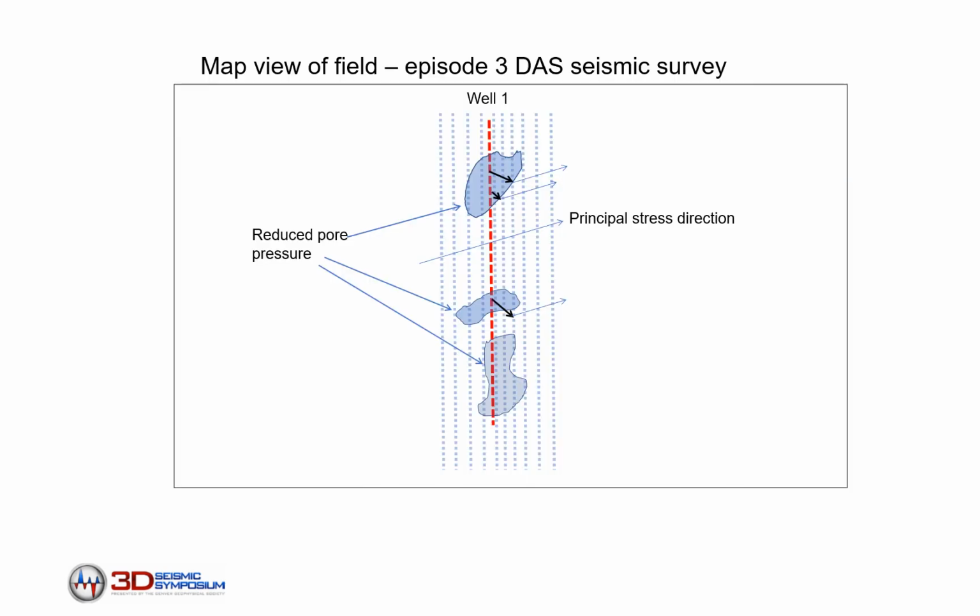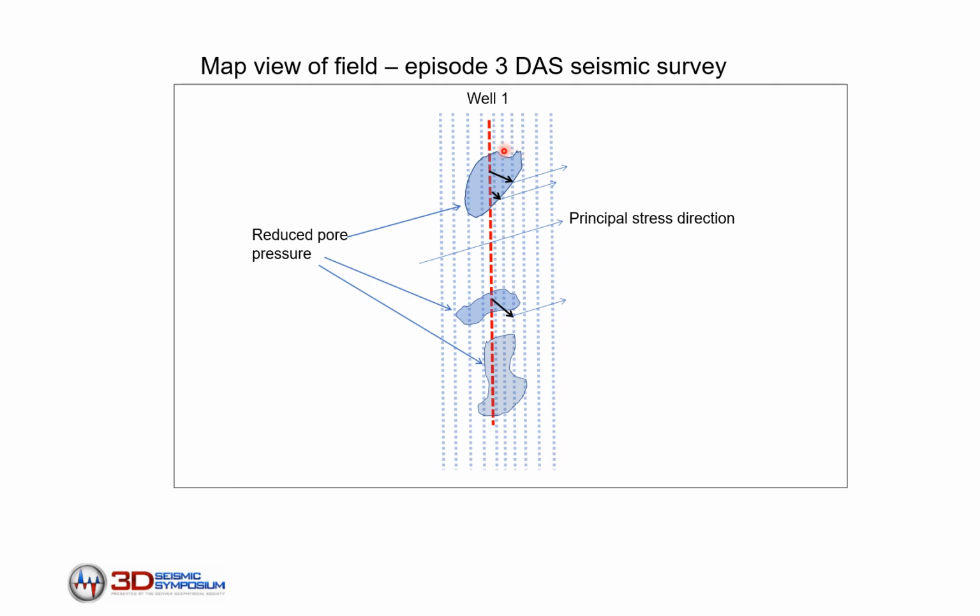So here's some ways to use this. I have this little hypothetical oil field here, or gas field. This is a map view. Our DAS cable, horizontal DAS cable, is this red dashed line right here. And maybe after a couple of 3D DAS surveys, we were able to see where we have pressure drawdown. That would be these blue areas right here. So perhaps we've got pressure drawdown.